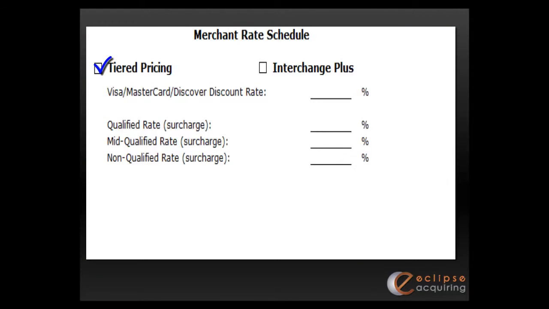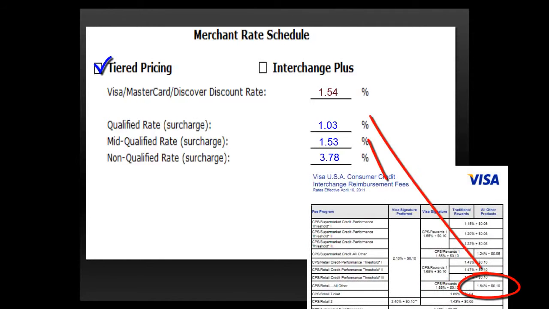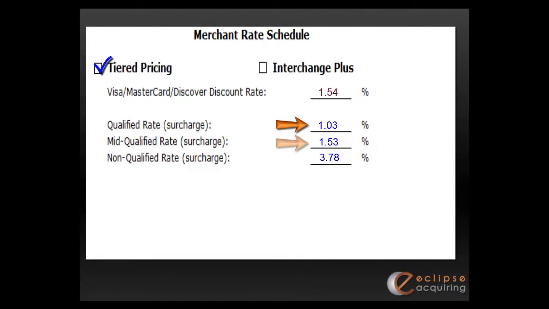For example, let's use the lowest teaser we can find of 1.03%. And for mid-qualified transactions, a rate of 1.53, and 3.78 for non-qualified transactions for this example. For regular Visa and MasterCard transactions, let's use a rate of 1.54%, which is a common rate from the Visa wholesale rate sheet.